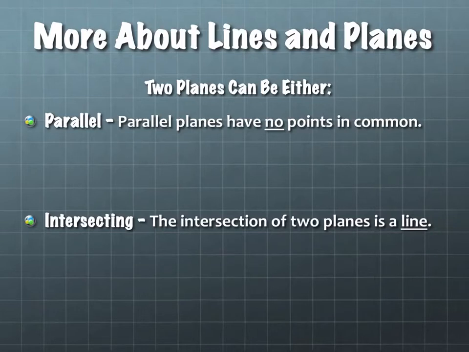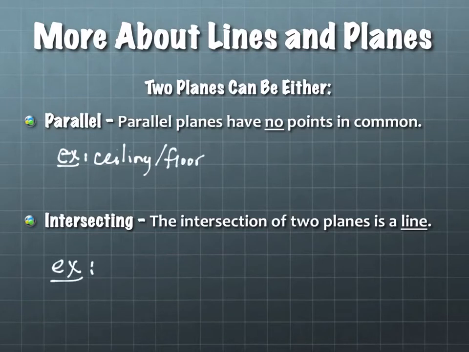All right, so the lines had three choices. They can be parallel, they can be intersecting, or they can be skew. Our planes don't have that ability. They're either parallel planes, ceiling, floor, or they're intersecting planes, ceiling, wall. So parallel would be like, actually I'll write you an example. And then intersecting would be ceiling, wall.